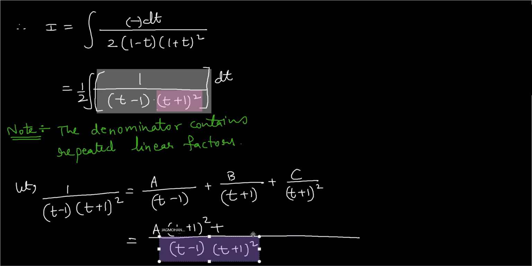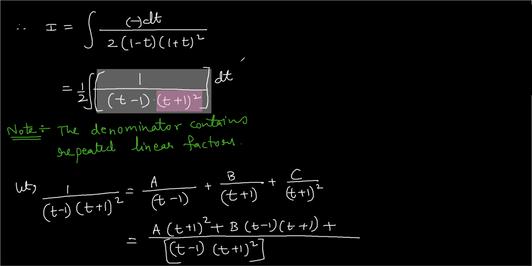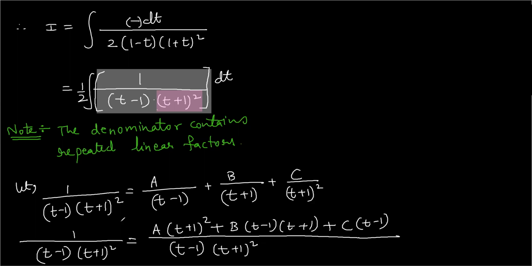I get t minus 1 into t plus 1, which multiplies B. So here I get B multiplied with t minus 1 into t plus 1. And here C has denominator t plus 1 square. LCM is this. When I divide the LCM by its denominator, t plus 1 square cancels, so I get c into t minus 1. And the denominator here is t minus 1 into t plus 1 square. And here you have 1.